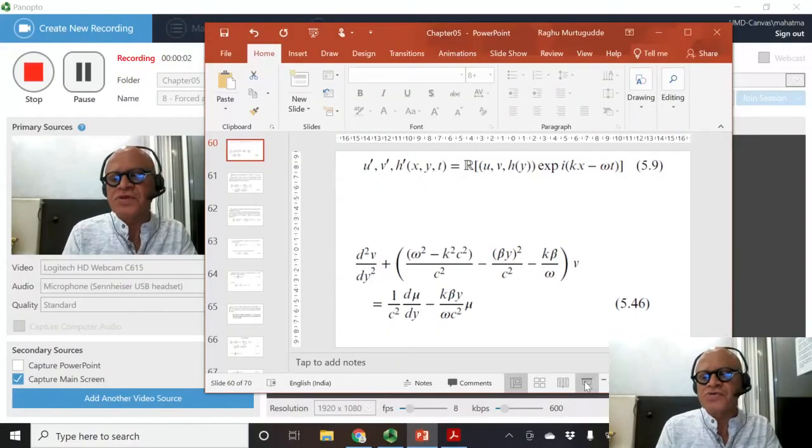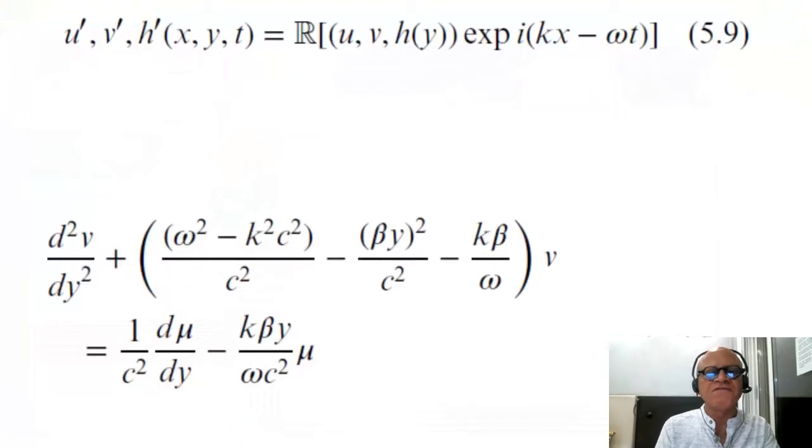This is continuing the discussion. I just gave it a different title to distinguish it from where we left off. So we ended up by simplifying or transforming the system of the stratified atmosphere into this equation, d squared v dy squared, this coefficient times v, equals 1 over c squared d mu dy minus k beta y divided by omega c squared times mu, where mu is our forcing function.